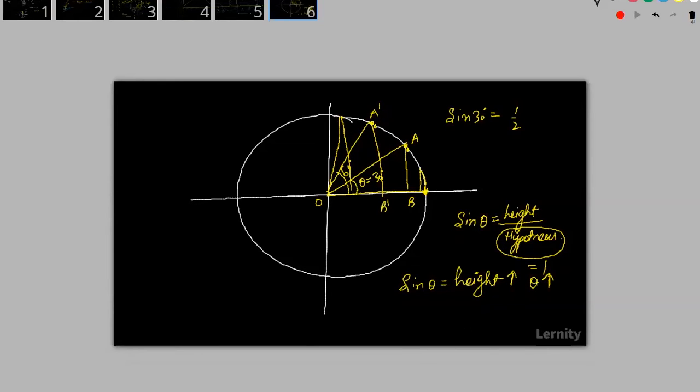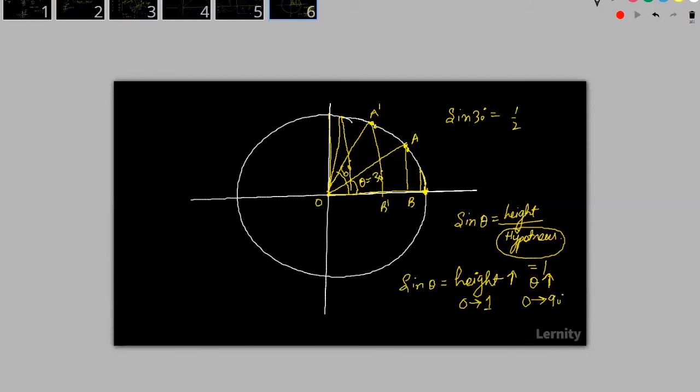And till which point will the height increase? From 0 to 1. The maximum height will be 1, and the angle theta will increase from 0 to 90 degrees. So when the height is increasing, the angle is also increasing.